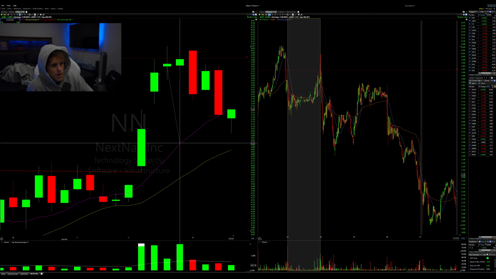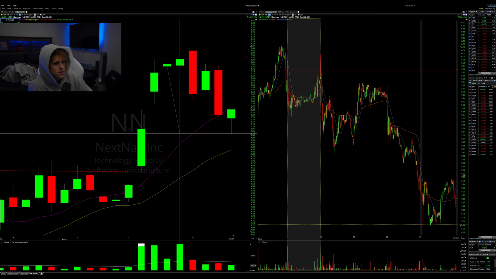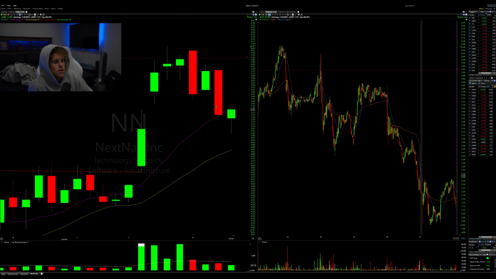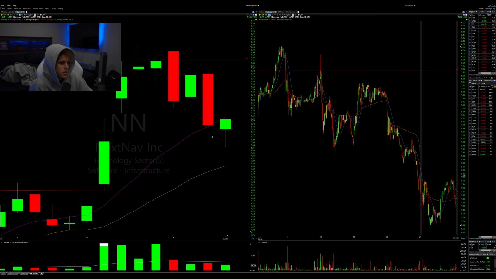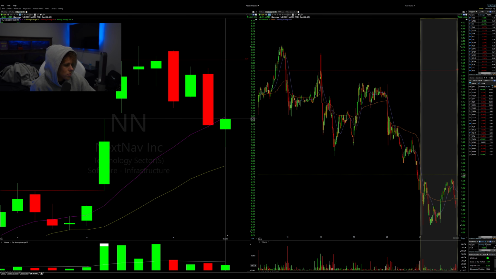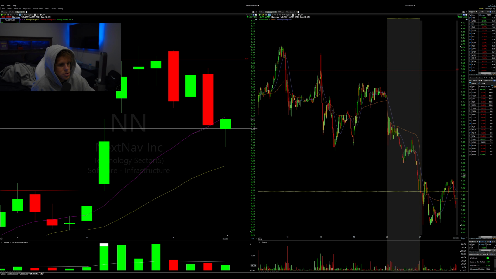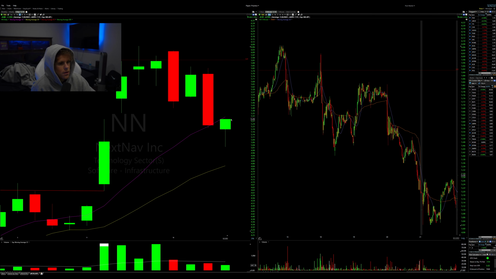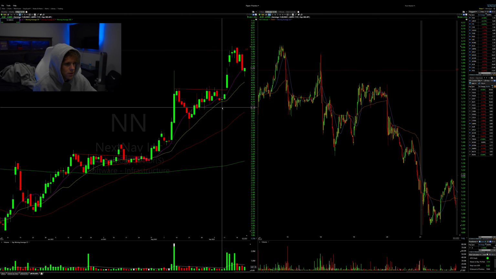So either it's going to come back and take out your break even stop, so wherever you bought it, $5, or it's going to close under the 10 SMA, and that's where you take full profits. So today, it closed under the 10 SMA. Right here, you can see it closed under this purple line, which is the 10 SMA on the daily chart. That's when you sell the entire position.